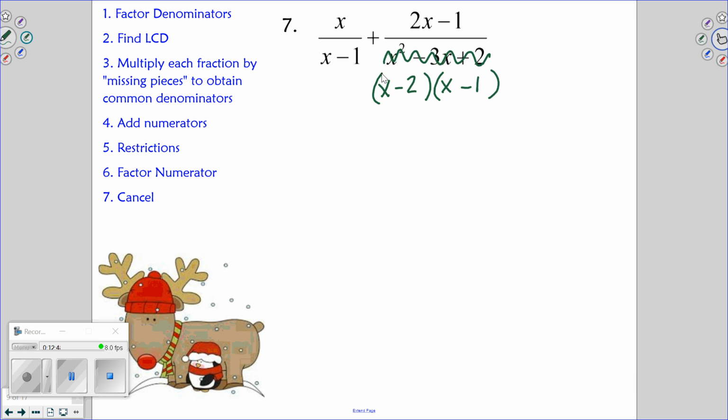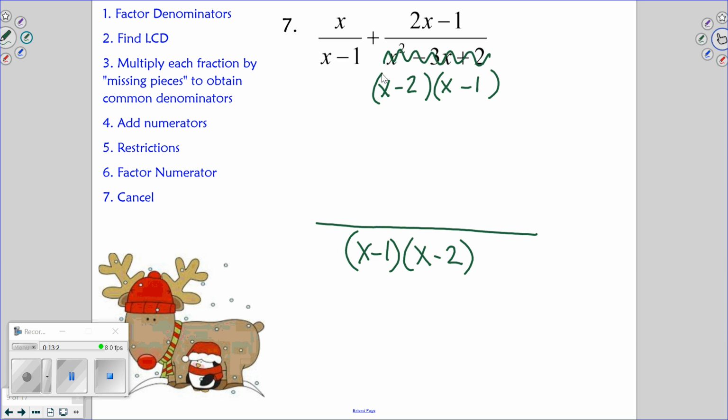All right, step 2. This is the hard step. What is my LCD? Remember, I cannot make them smaller, but I can make them bigger. So I need every piece. Everything needs to be accounted for. So I'm just going to look across. I need an x minus 1, right? Because there was one right there. I need an x minus 2, because there's one of those. Do I need another x minus 1, or do I already have one?